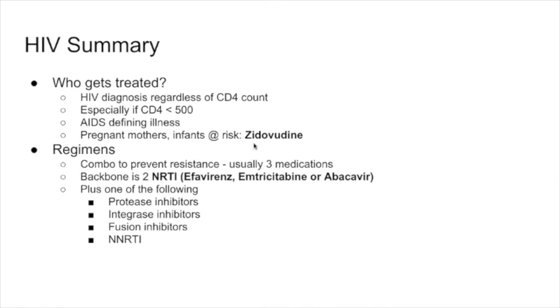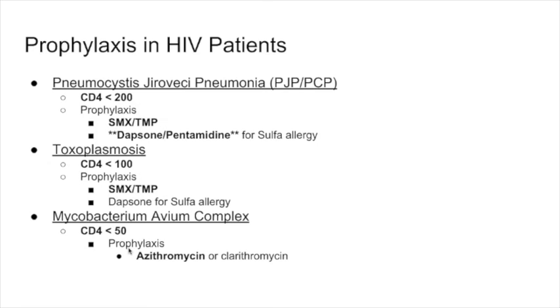The regimens are complicated, but in general, you don't use one drug because of resistance. You use a combination, and it's usually three medications. The backbone is two NRTIs, the nucleoside reverse transcriptase inhibitors, so efavirenz, emtricitabine, or abacavir, plus one of the following: either a PI, protease inhibitor, integrase inhibitor, fusion inhibitor, or an NRTI.